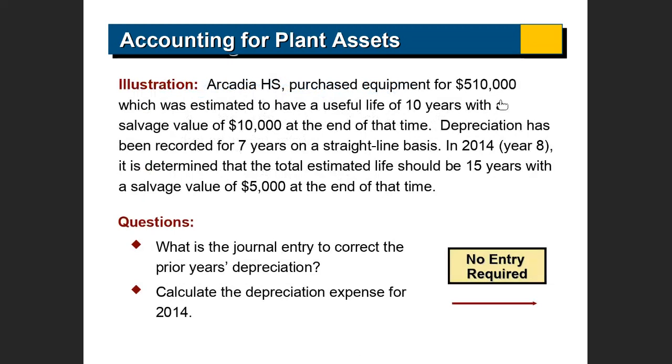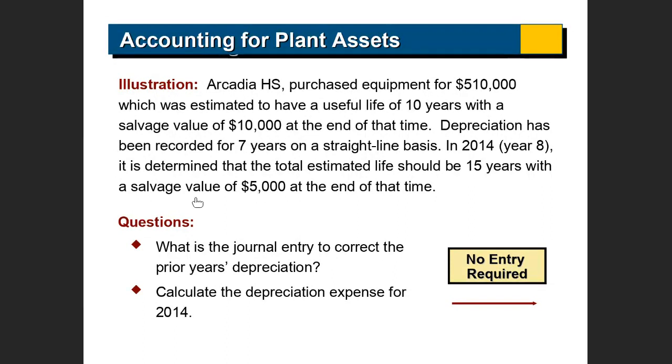Now, this company purchased an equipment for $510,000. It has a 10 years useful life, salvage value of 10,000. Okay. Now we have a $510,000 equipment, salvage value of 10,000. Using straight line, how much are we going to depreciate? Purchase price is 510, salvage value is 10. What is the value that you're going to depreciate? 500, right? 500,000 minus the 10,000 salvage value.